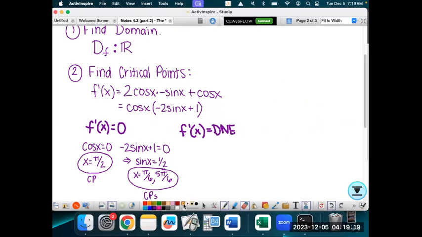Okay. Where does our derivative not exist? Like I said earlier, we have just sine and cosine. They're just being multiplied. There's nothing that would make this function or this derivative function discontinuous. So this is not going to create any critical points from where the derivative does not exist. So we found our domain, we found our critical points and tested them against the domain. Now let's analyze these critical points on our number line.